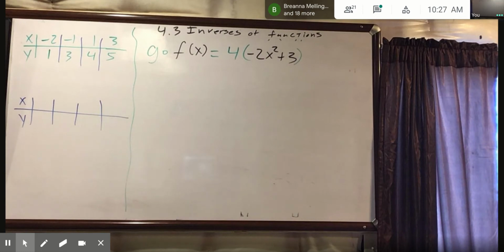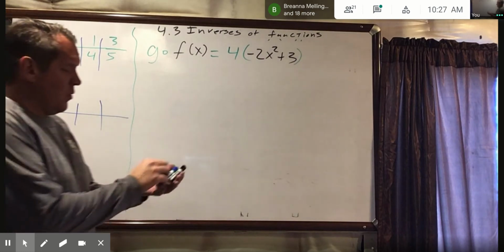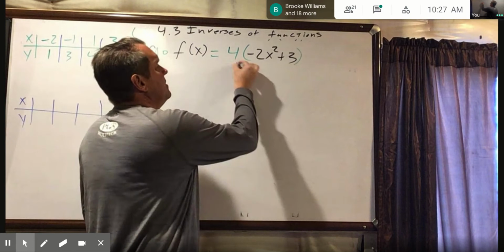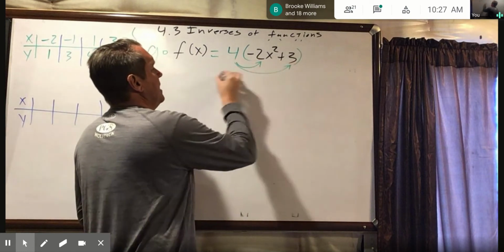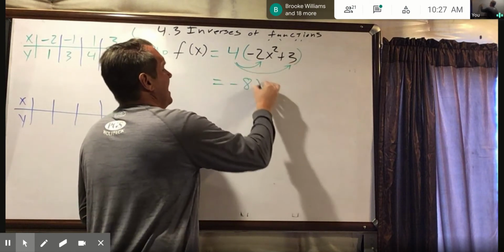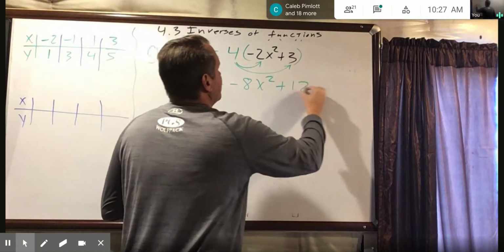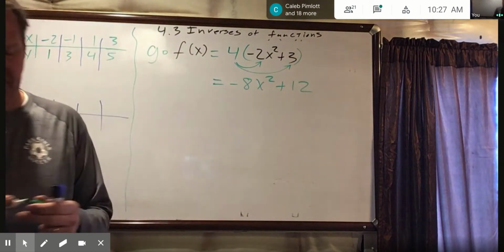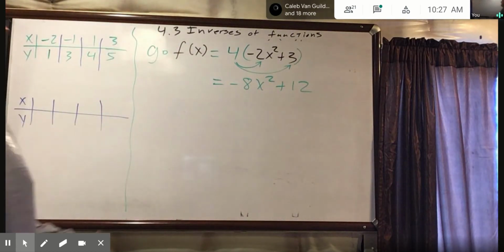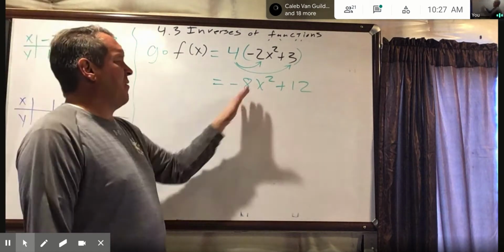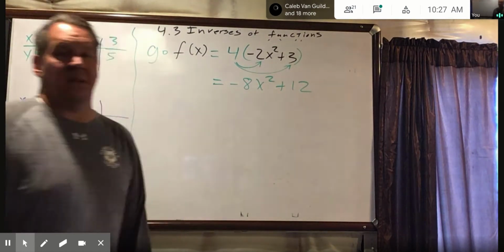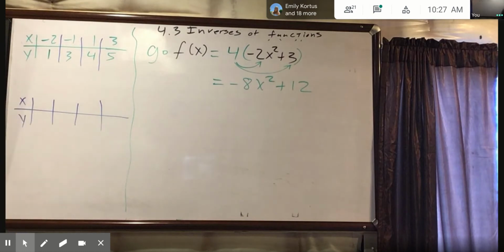You do 4 times the negative 2. Yep. We're going to distribute that 4. Take 4 times negative 2 and 4 times 3. You'll get a negative 8x squared plus 12. And because these are not like terms, I can't combine them. I can't go 4x squared. I just have to leave that the way it is.